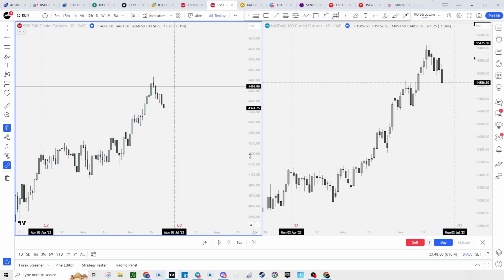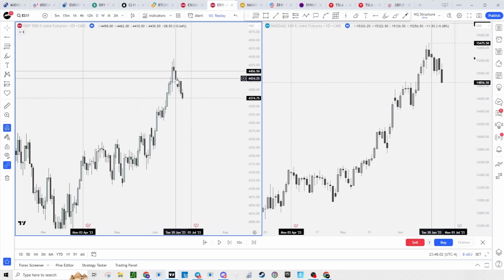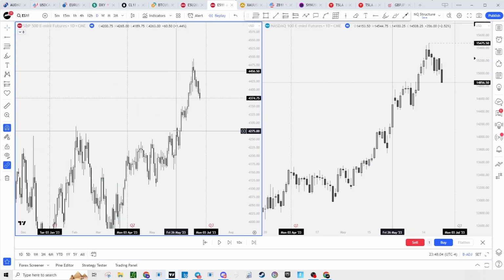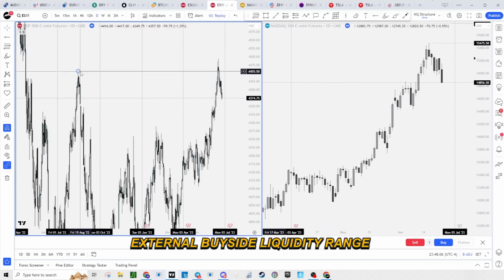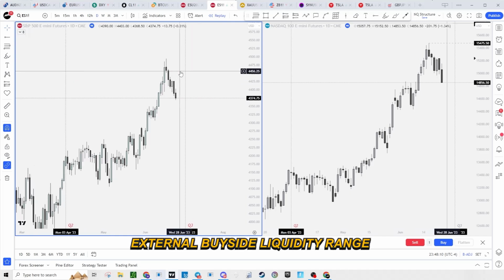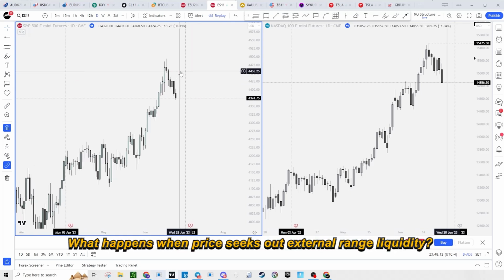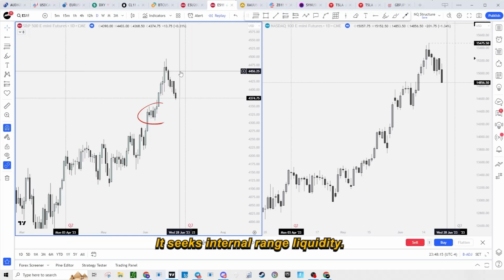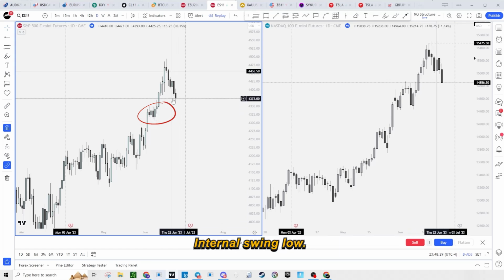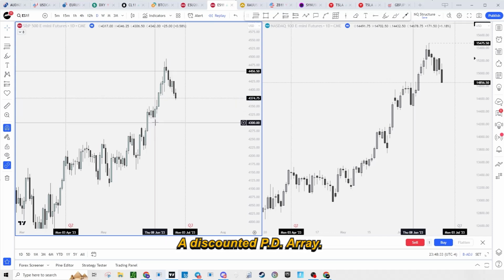And what happened after we took out the highs back in August? We retraced. And this is our external buy side liquidity range. So what happens when price takes out external liquidity? It seeks internal range liquidity. And internal range liquidity could be an internal low of a swing. It could be a discounted PD array of a price swing.